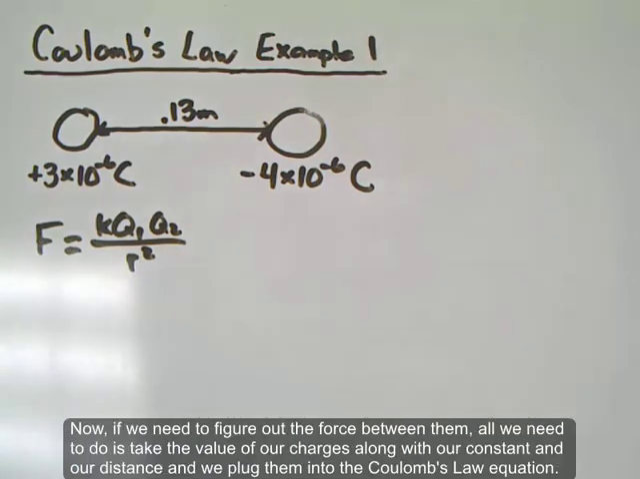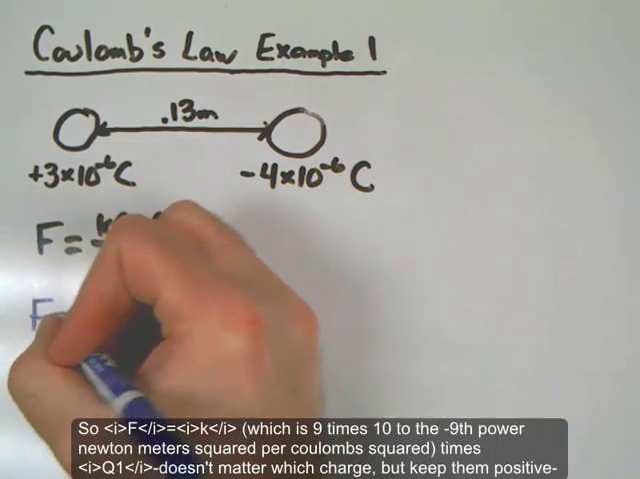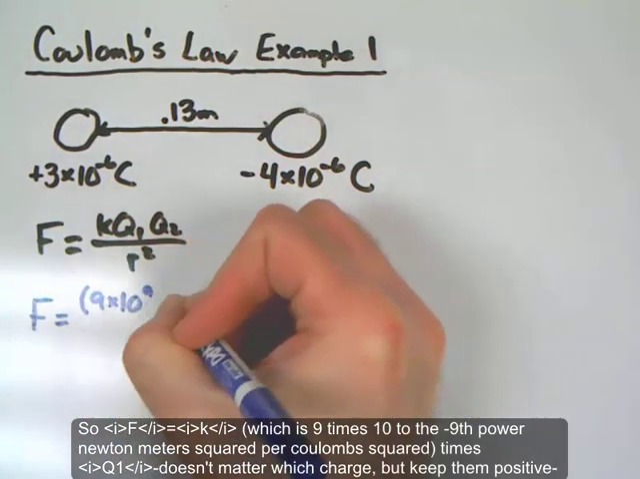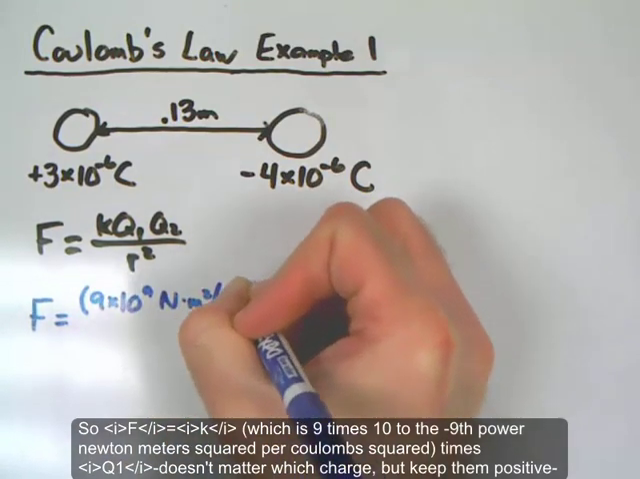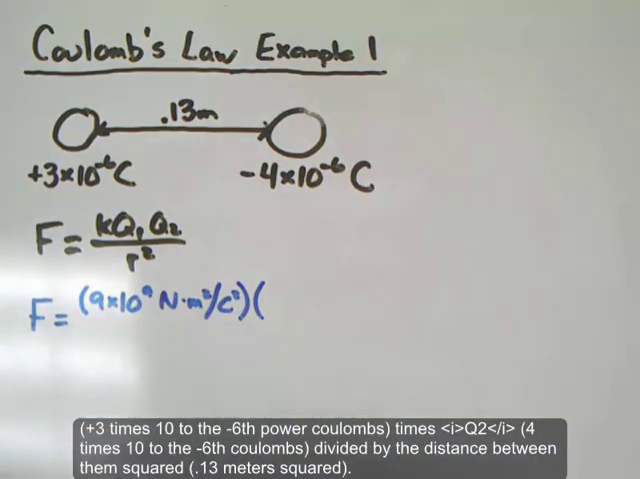Now, here's what we need to do. If we need to figure out the force between them, all we do is take the values of our charges along with our constant and our distance, and plug them into the Coulomb's law equation. So F equals k, which is 9 times 10 to the ninth newton meters squared per coulomb squared, times q1. For q1, it doesn't matter which one's q1 and which one's q2. The key thing is just keep those positive.